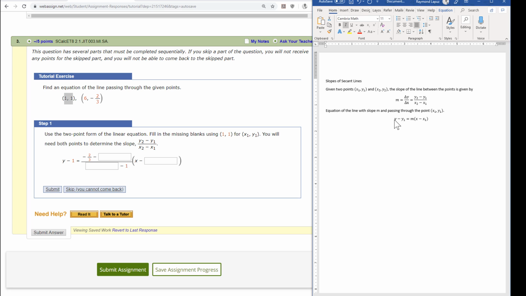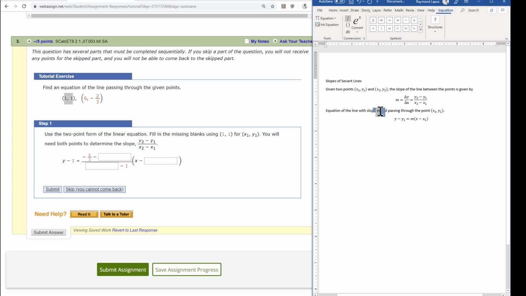The equation of a line can be given by the point-slope formula. If we have a slope m and passing through a point (x1, y1), then we can do this. But we need to know what the slope is, and m happens to be the difference in the y's divided by the difference in the x's.